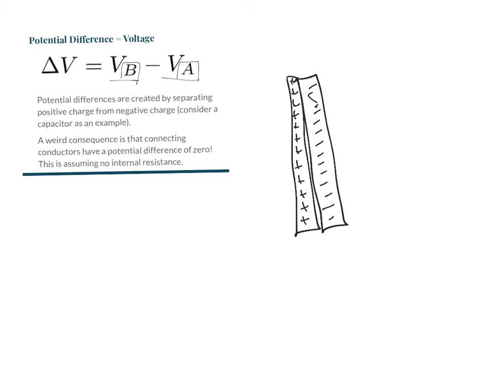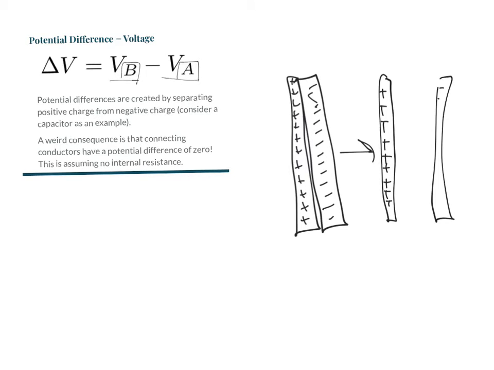But as soon as you separate those two plates, you get a positive side and you get a negative side. There is a difference in potential. This separation creates a field, and that field creates a potential difference.